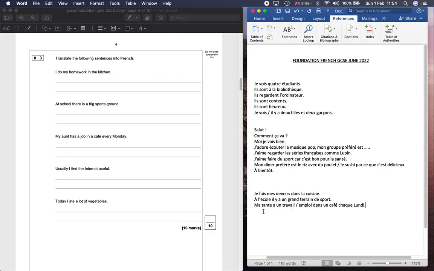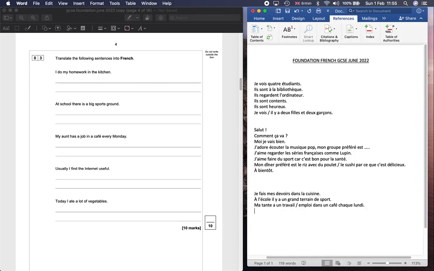My aunt, ma tante, has a job, a un travail, un emploi, in a café, dans un café, every Monday, chaque lundi. Sorry, there's no capital lundi, not like in English. Très bien. So let's have a look at this next sentence.